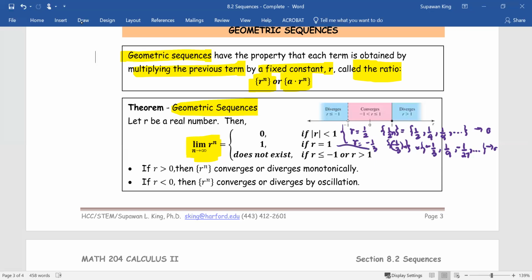The second case, for r equals 1. If r equals 1, the sequence of 1 to the power n would be just 1, 1, 1, and so forth. And at the end, it still approaches 1. And the last case, if r is less than or equal to negative 1, negative 1 to the power n, the sequence will be in the form of negative 1, positive 1, negative 1, positive 1. And when you keep going, the limit doesn't exist.